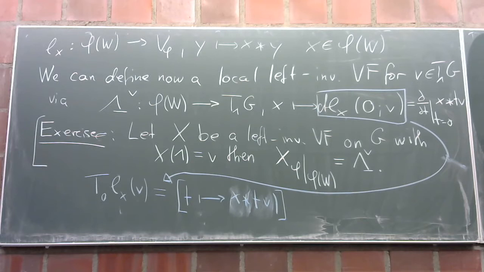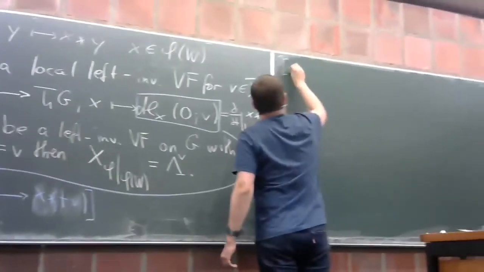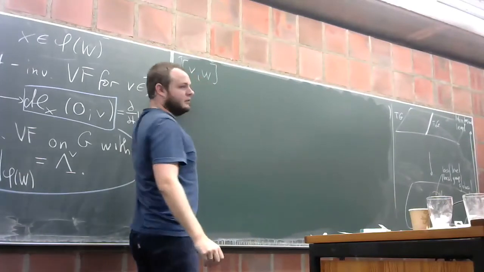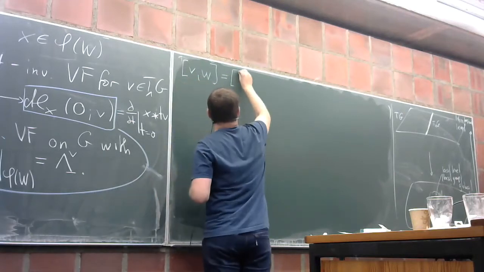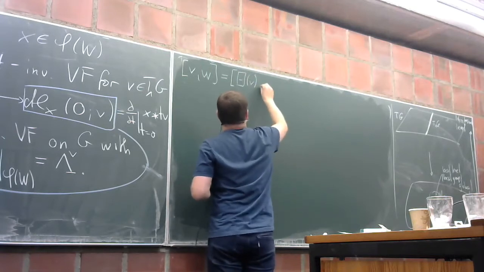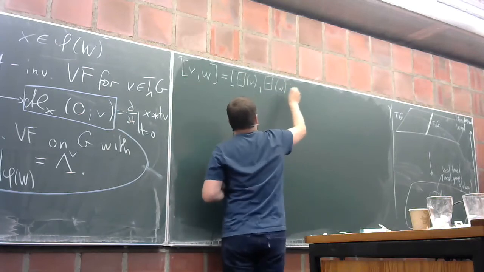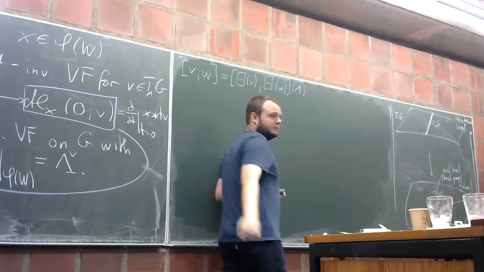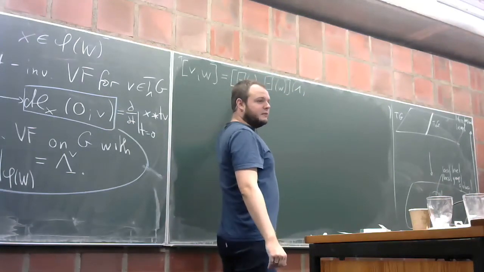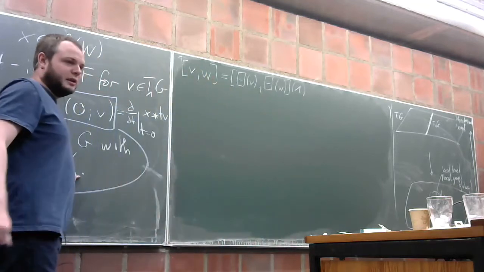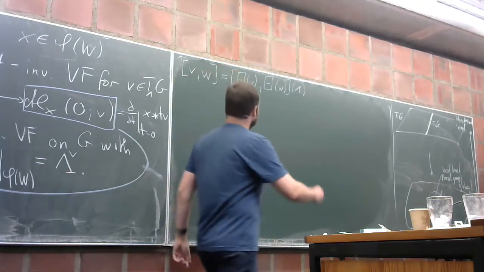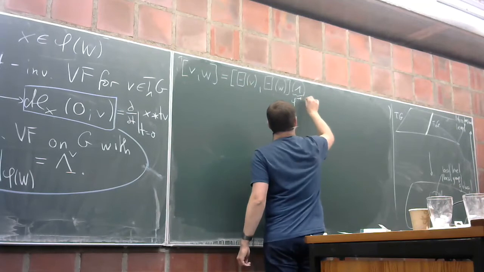Okay, let's see. Okay, so I have the Lie bracket of V and W. So this is the Lie bracket on the tangent space of the identity. By definition, this is the Lie bracket of the left invariant field constructed from V with the left invariant field constructed from W evaluated in 1. I know that this left invariant field is phi related to the field lambda V. I know that this left invariant field is phi related to lambda W. And so I'm just exploiting the relatedness condition and the fact that this one here is phi inverse of 0.